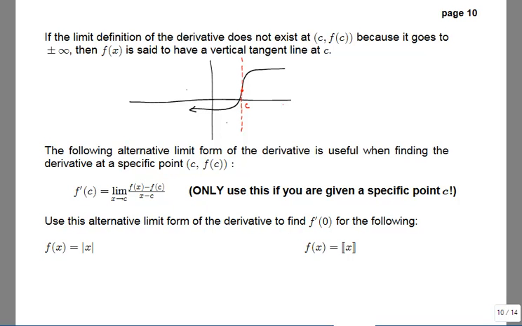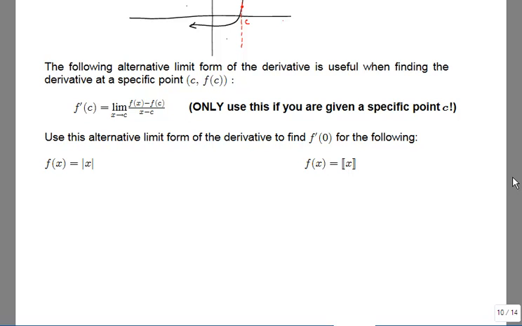Okay? Now we're going to look at some other possible ways that the derivative might not exist. And before we do that, I want to show you or give you one more formula to memorize. This is an alternative limit definition of the derivative. And it's very useful when you're trying to find the derivative at a specific point c. So if they give you a specific value of x to plug in and look at the derivative at, this is usually the formula that I use. So here's what it is.